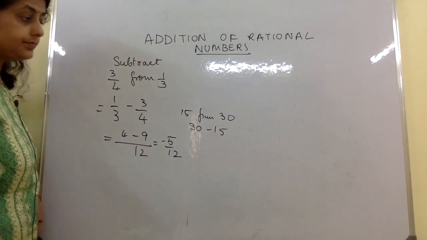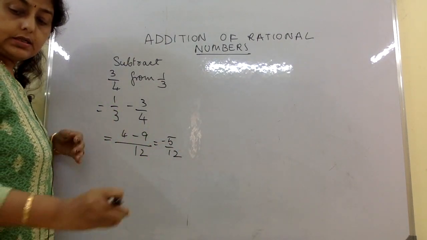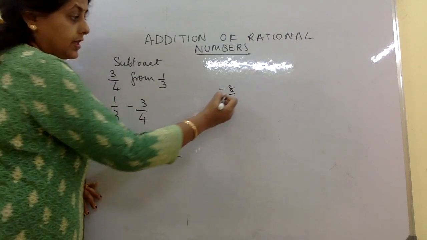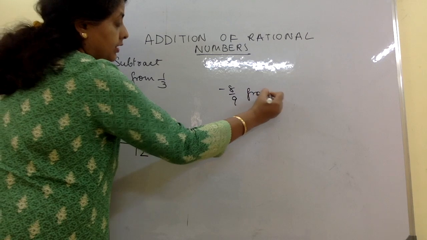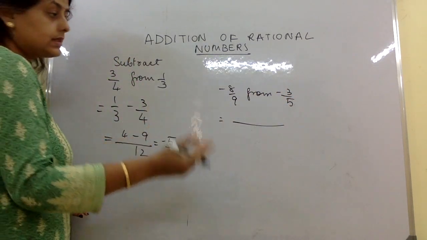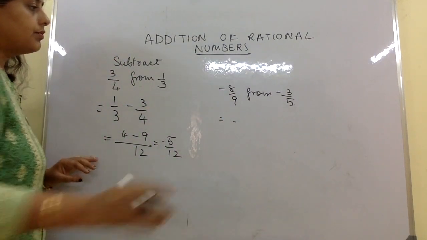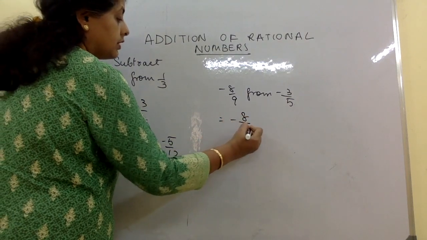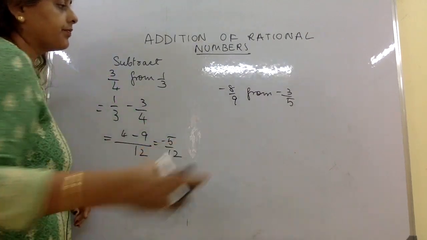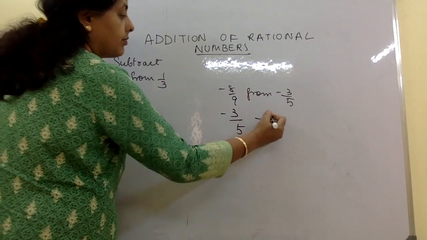Subtract minus 8 by 9 from minus 3 by 5. Now here you have LCM. So let me first write it properly. Minus 8 by 9. I'm sorry. Again, I am also making that mistake. Okay, minus 3 by 5, because before that has come the from, minus.